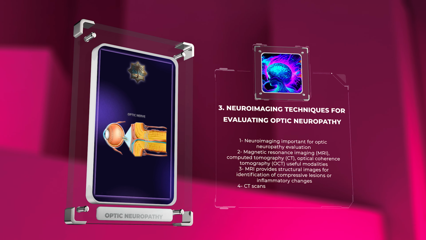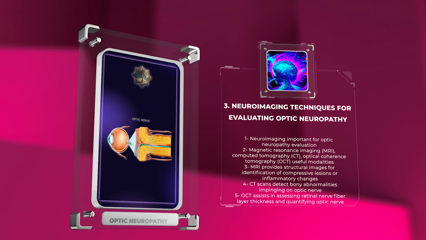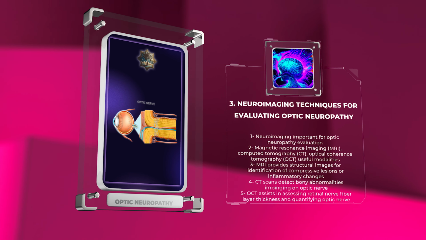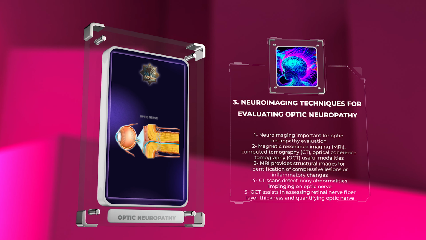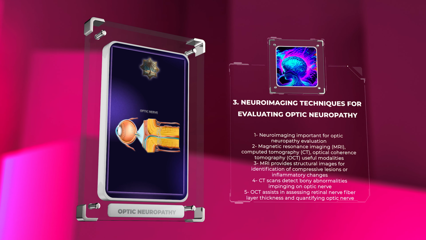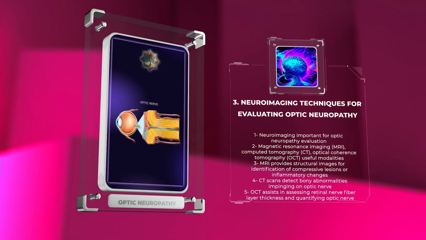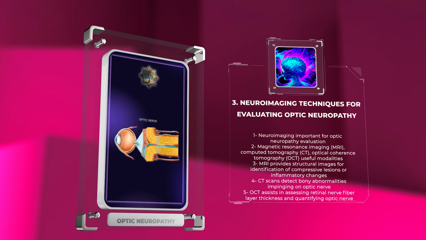Neuroimaging plays a pivotal role in the evaluation of optic neuropathy. Several imaging modalities, including magnetic resonance imaging, MRI, computed tomography, CT, and optical coherence tomography, OCT, are valuable tools for assessing the anatomy and function of the optic nerve.